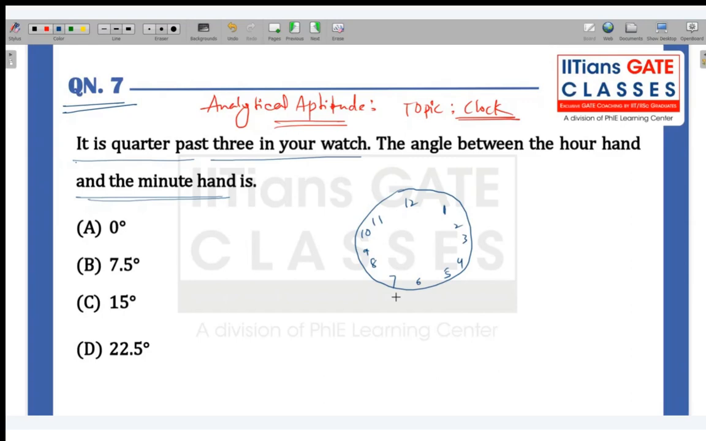But even if you don't know the basics, there is one simple formula used to solve this kind of question. If you want to find the angle between the hour hand and the minute hand, you can find it in 10 seconds if you know that formula. It is a very popular, derived formula.